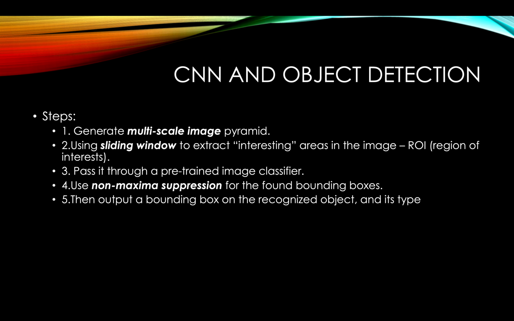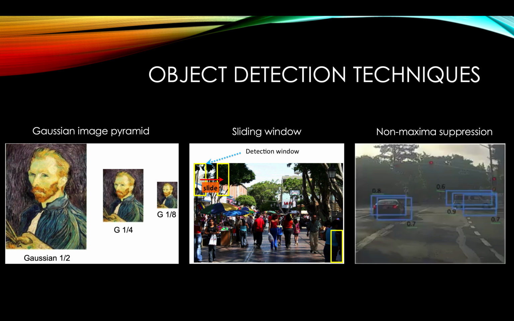So the basic steps are: generate a multi-scale image pyramid, use sliding window to extract interesting areas in the image, pass it through a pre-trained image classifier, in this case a CNN ResNet 50, use non-maximum suppression for the bounding boxes, then output a bounding box on the recognized object and what type of object it is. So these are the familiar object detection techniques we have learned.